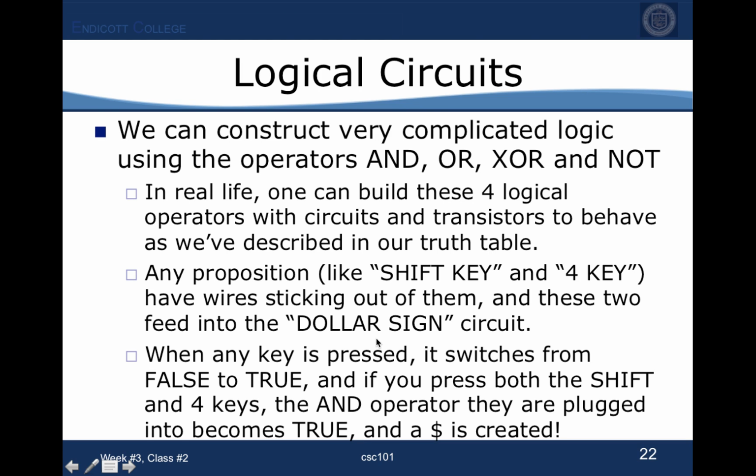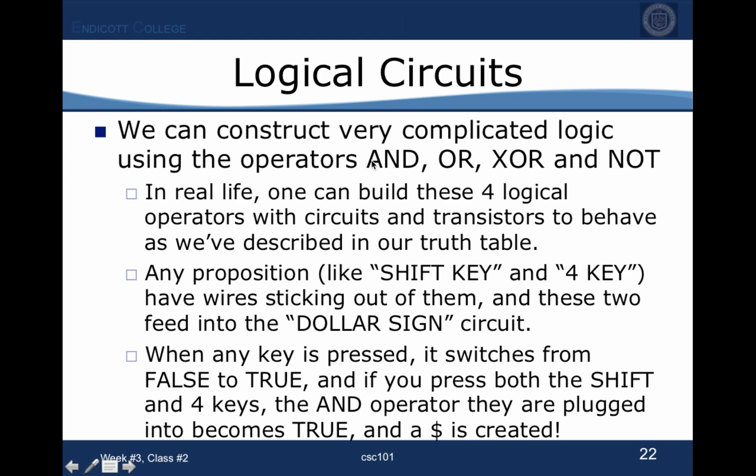So what happens? There are wires connected to every key. If you push the 4 key and push the shift key, you turn those two transistors on. And so those are being fed literally into an AND circuit, or an AND transistor. So why does a dollar sign appear? Because you've turned these two things on. They're being fed into an operator that says, I'm going to turn on only if both of my inputs are yeses or trues.